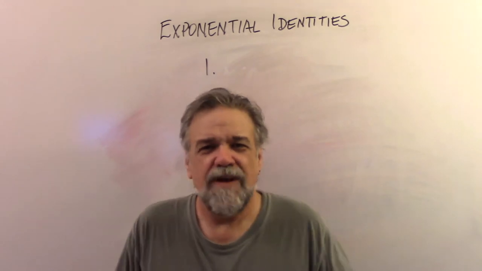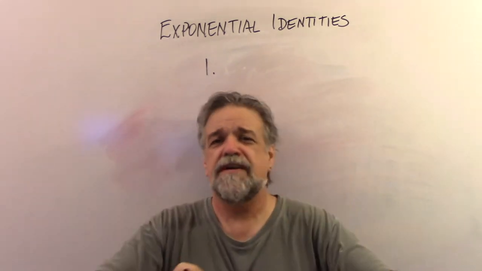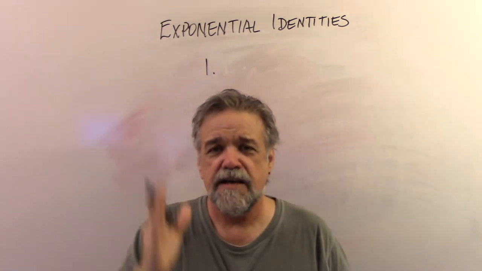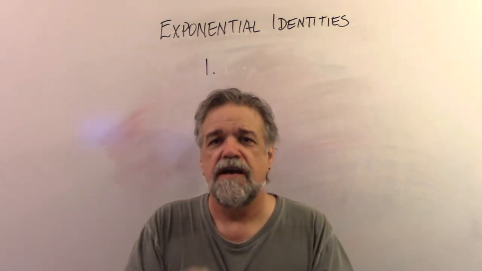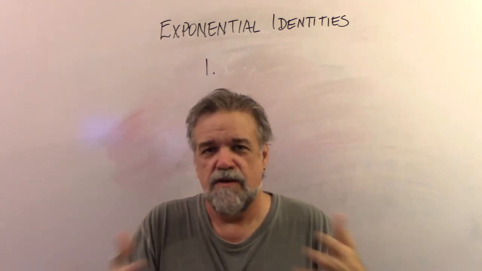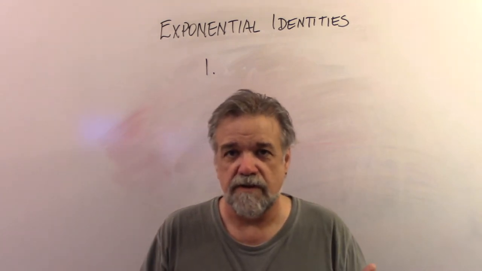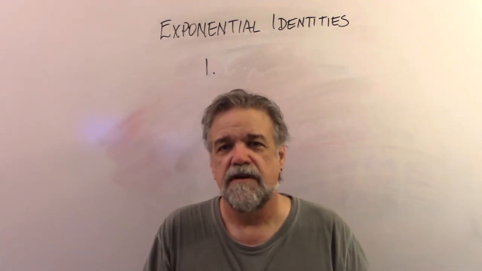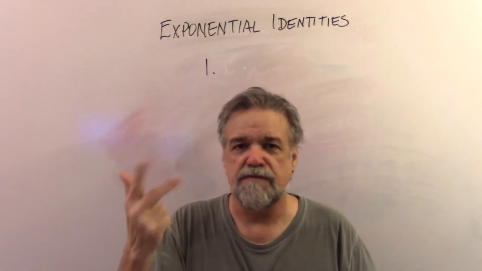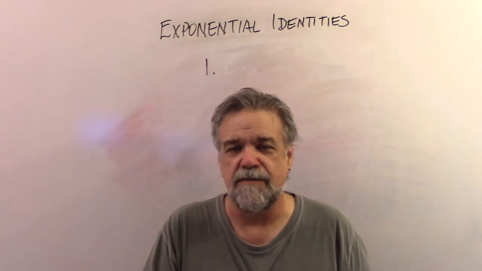So exponential identity number one is... hold on a second, what is an exponent? Let's just go all the way back to the beginning. Exponents are to multiplication as multiplication is to addition. When you were a little kid and they first taught you multiplication, they taught it to you as a shortcut to adding a whole bunch of numbers. Instead of adding 4 plus 4 plus 4 plus 4 plus 4, you did 4 times 5. It's so much easier.